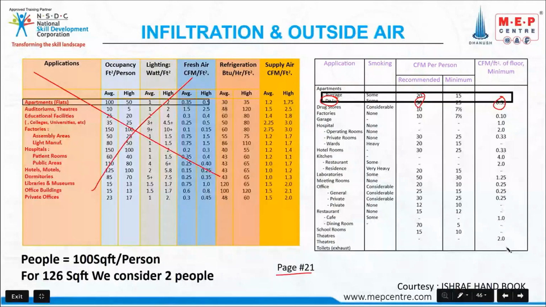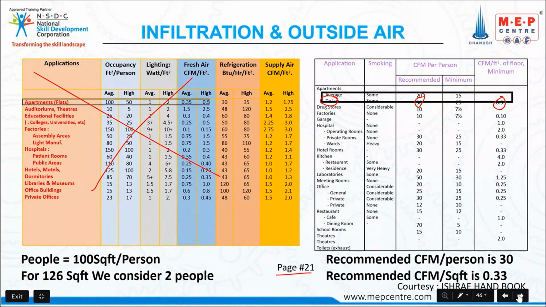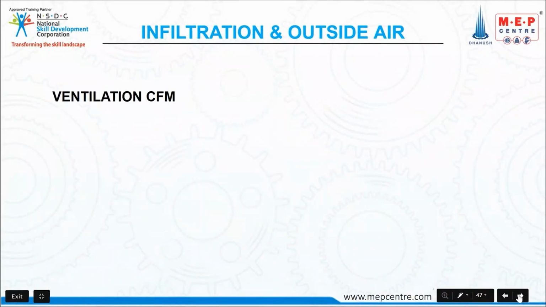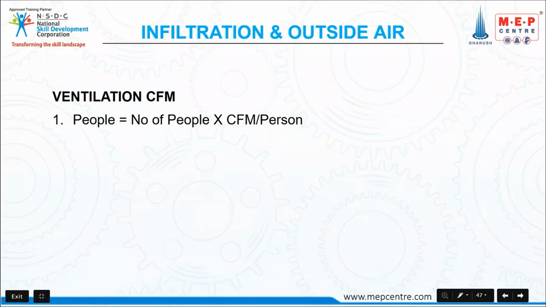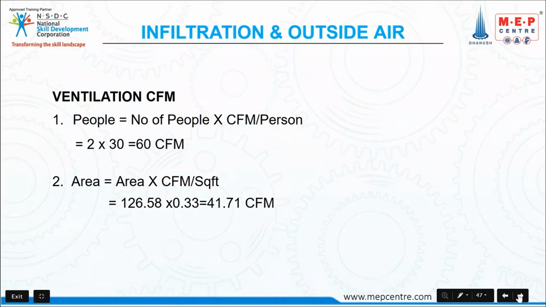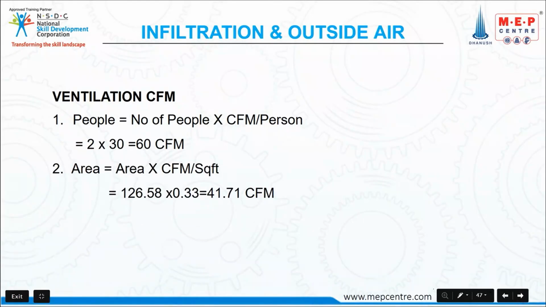Okay. Now we'll calculate the three factors. In outside air ventilation CFM, people equals number of people into CFM per person. 2 people into 30 CFM per person, which is 60 CFM. Area into CFM per square feet. You take the room area. So master bedroom area is 126.58 into 0.33, which is 41.71 CFM.